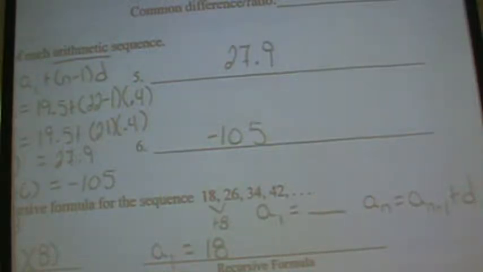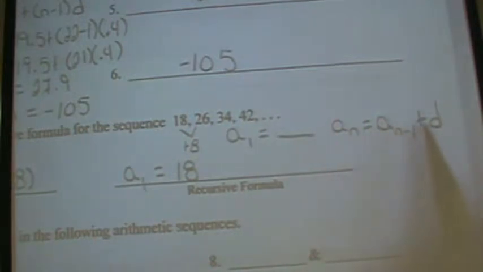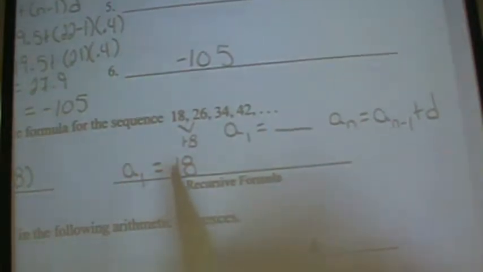All right, going back to problem 7. We wrote our explicit form, and we were working on the recursive. So we said that our recursive was a1 equals whatever our first value is, and then we have an equals an minus 1 plus d. So we said that a1 equals 18. Our first term in our sequence is 18.